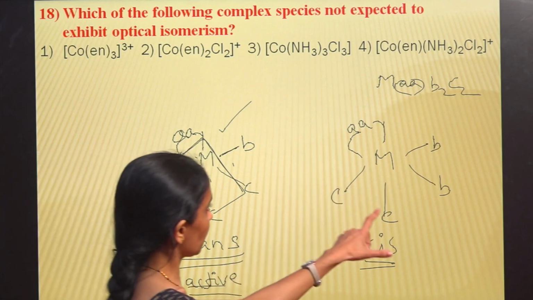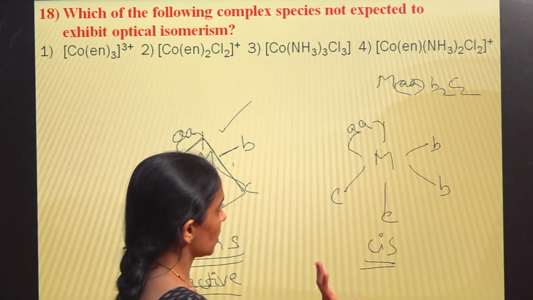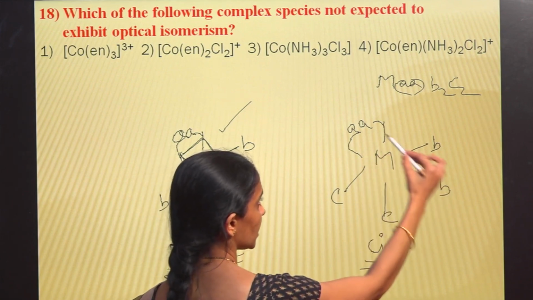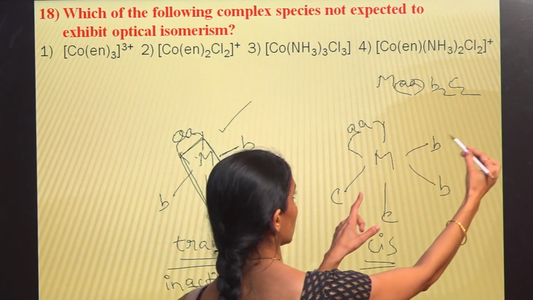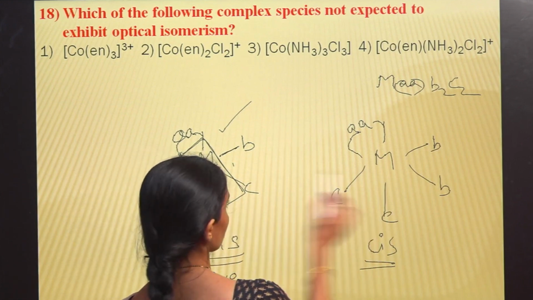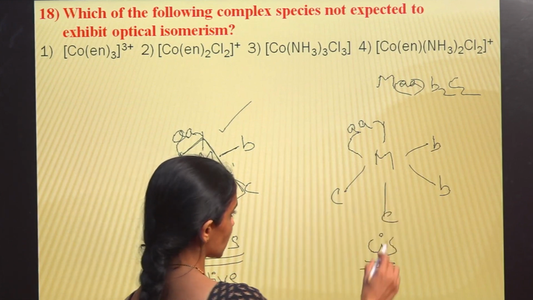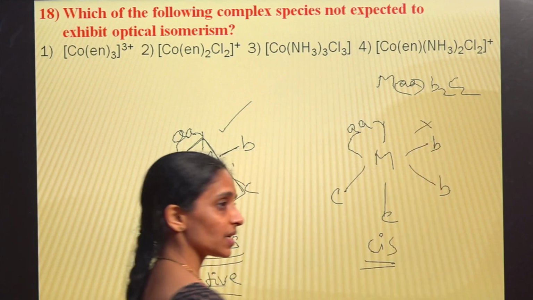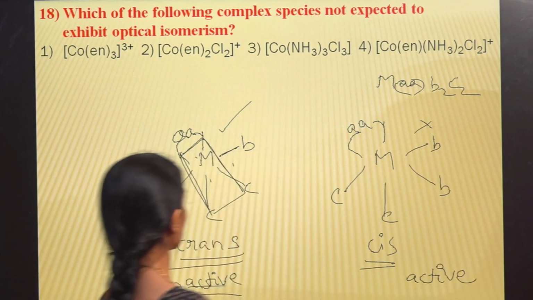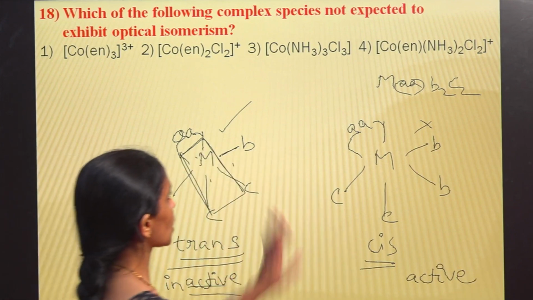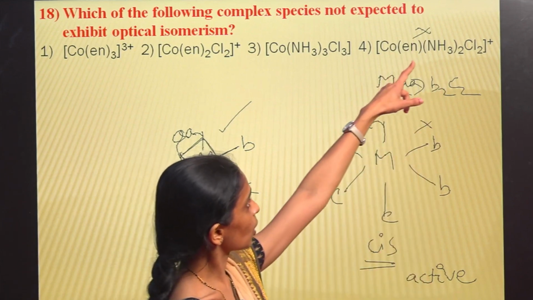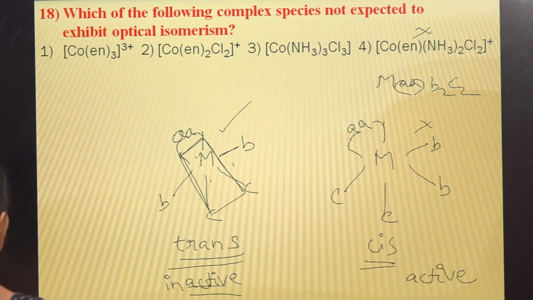But such a plane is not observed here. Such a plane of symmetry is not present in the cis form. You cannot take this as a plane, because on one side you have B, the other side you have C, so the molecule is not cut into two equal halves. A similar plane cannot be imagined here. So the cis form has no symmetry plane. Hence this is optically active. Since the cis form shows optical activity, this option is ruled out. So option number 3 is the right answer.